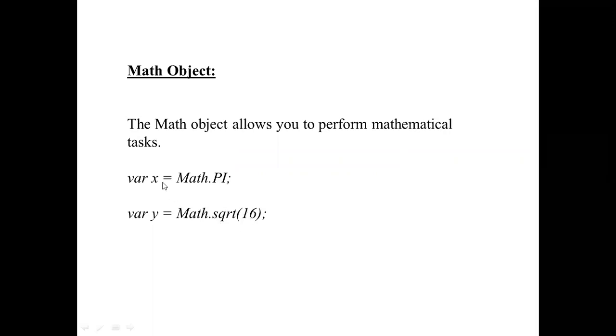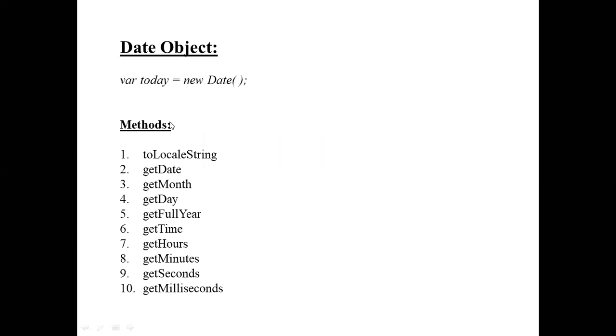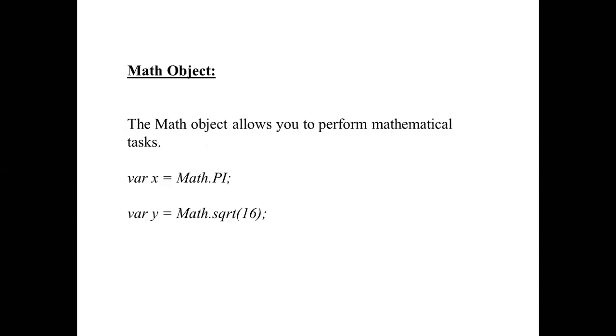Var x equal to Math.PI, so here the x value is 3.14. Next, var y equal to Math.sqrt(16). It returns the square root of 16, that is 4, and that value 4 is stored in the variable y. There is no need to create the math object like the date object.